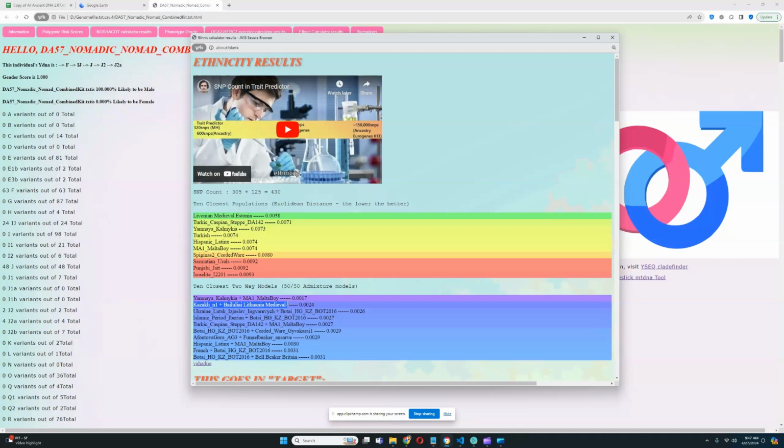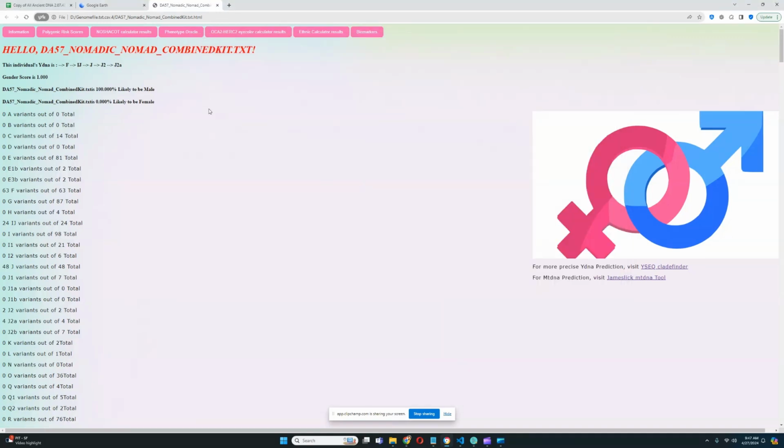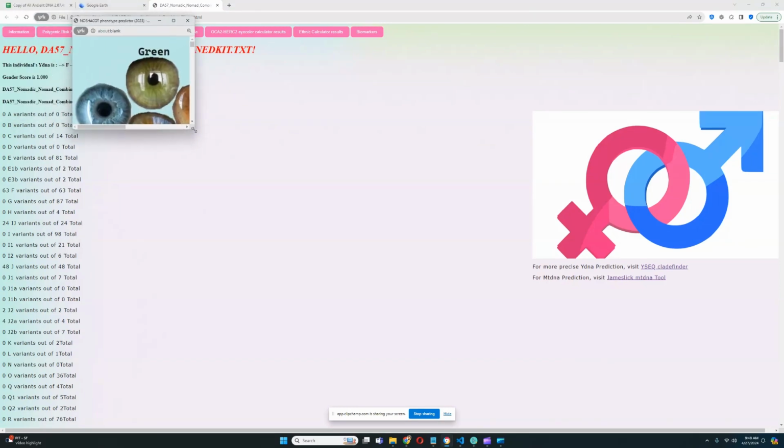Well, let's see what he scores for Nashakot, what he looks like. Definitely going to be very interesting to check. By the way, my trade predictor did accurately get his YDNA, it's J2A. Let's see Nashakot calculator results. Let's see what he scores for that.